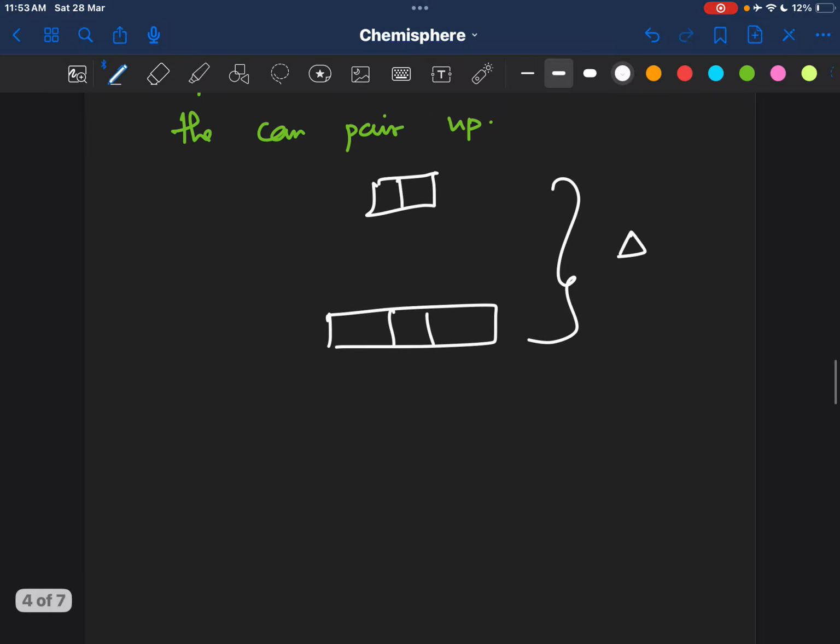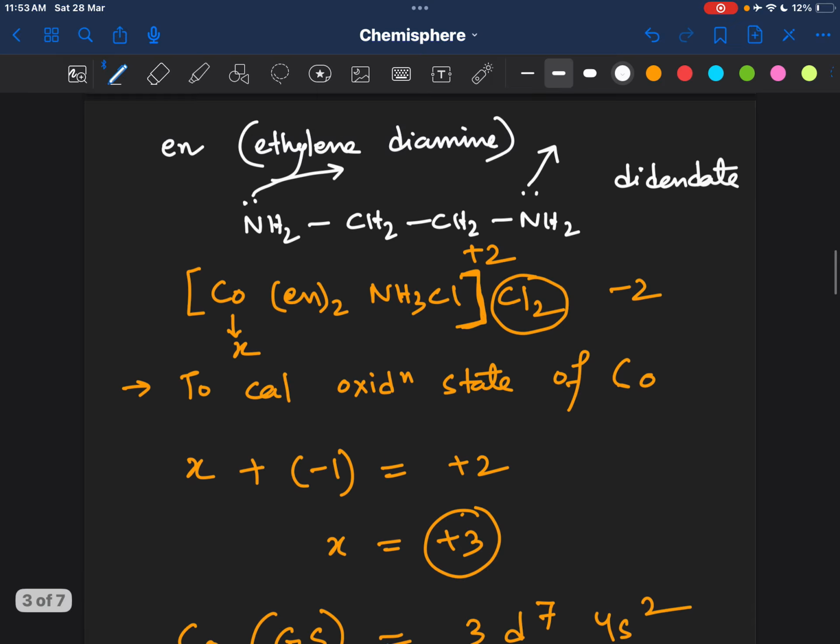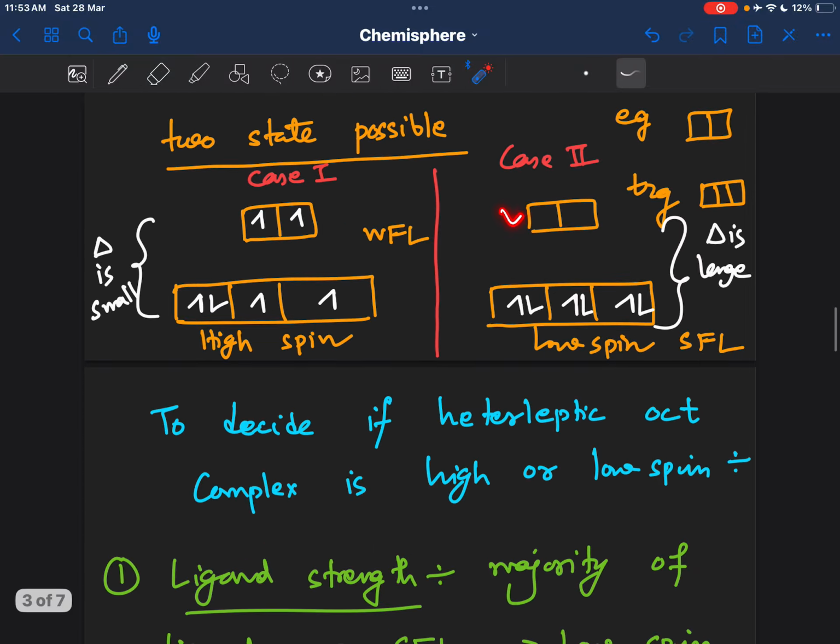Second one, in our complex, you can see we have 3 types of ligands. Ethylenediamine is quite strong, ammonia is also strong, chlorine is on the weaker side. So therefore the majority of the ligands are strong field ligands. Okay, so therefore case 2 will be preferred.